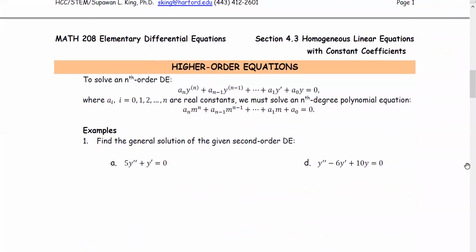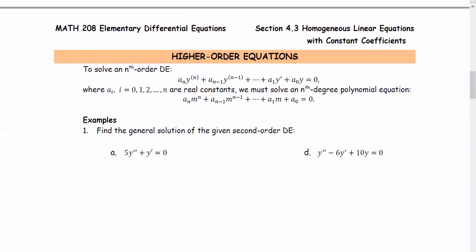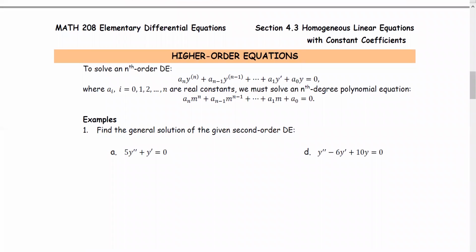For the higher order equations, we treat it the same way. To form the auxiliary equation, the highest order, or the power n from the nth order derivative, has the same coefficient. For example, for the n minus 1 order, the power of m is n minus 1. The coefficient is the same as the coefficient of that order, and so forth.